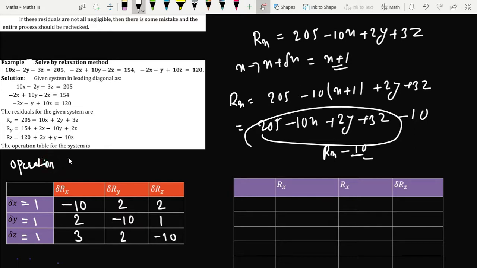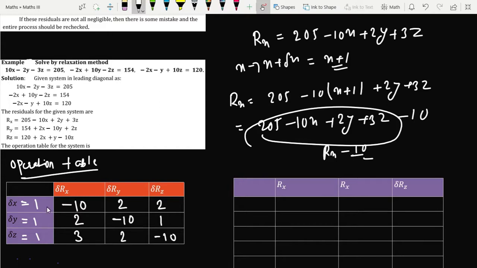To solve this type of problem, we have to make two tables. One is the operation table and the second is the relaxation table. This is a descriptive method to evaluate the operation table, but there is no need to solve the problem in such a way. We can directly construct the table by using the equations. How to construct the table?